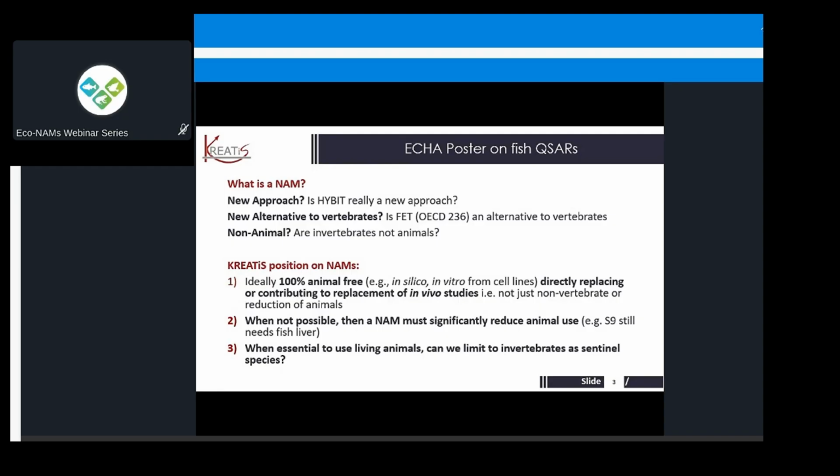Certainly if we don't know the structure of a substance, then we can't do much with it in terms of determining its potential toxicity. So then there is a need for other kinds of NAMs. And if possible, a NAM must significantly reduce animal use. Let's face it, S9, for example, still needs a fish liver. So every now and again, you still have to kill a fish to get the S9. And when it is essential to use living animals, we can perhaps try as much as possible to use invertebrates as a sentinel species. And maybe a mix of all these three methods would help us cover the vast majority of the chemical domain.